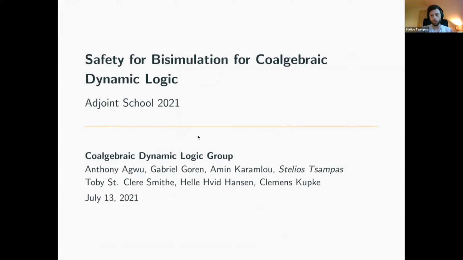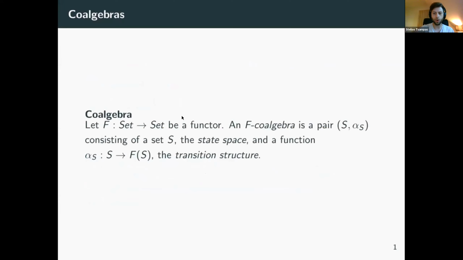I'm going to talk to you about one of the 2 topics that we covered in this group. So we split into 2, and 2 of us, myself and Anthony, did safety for bisimulation, and the second topic will be picked up by the other 2 students. I want also to thank everyone who organized this. This was a great experience, learned a lot, and let's get right to it. So I'm going to begin with a crash course on coalgebras.